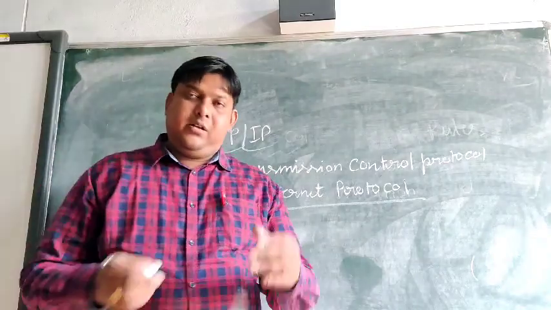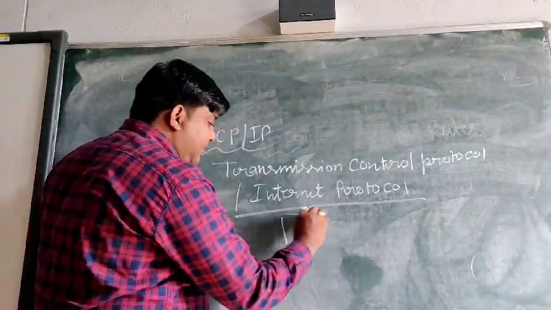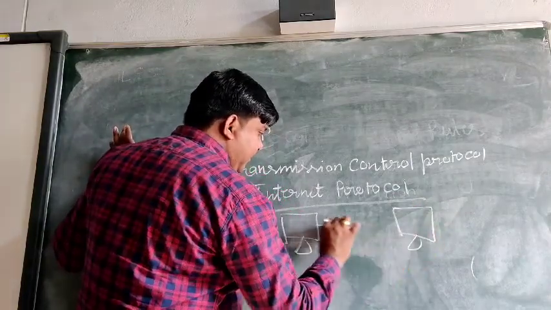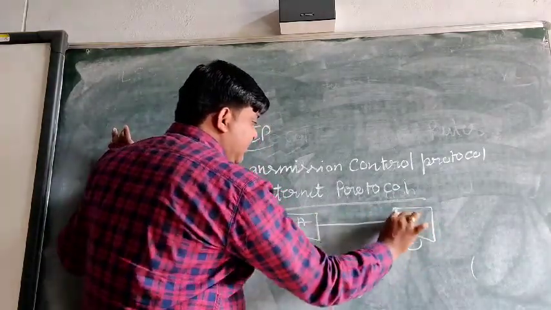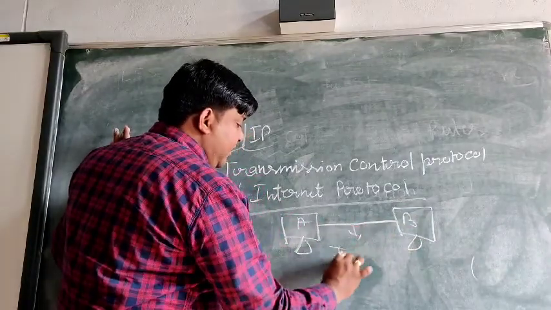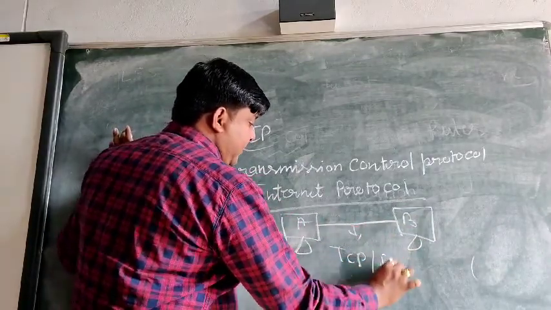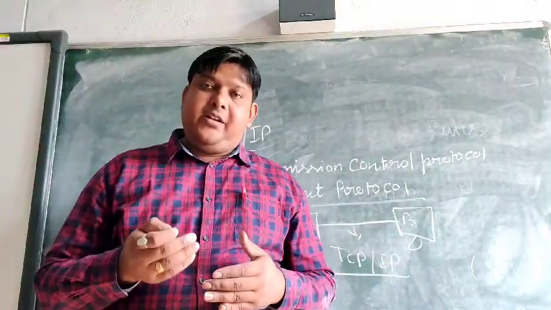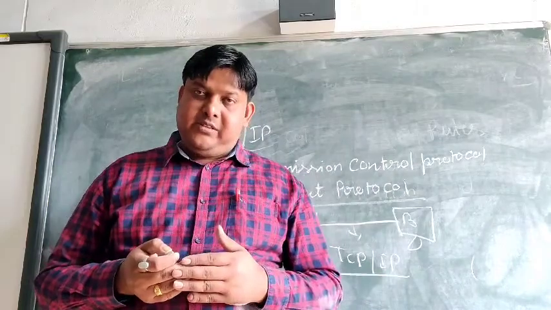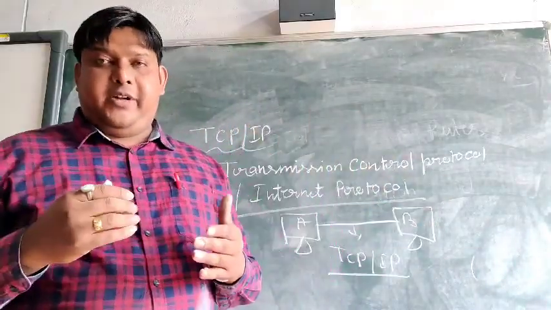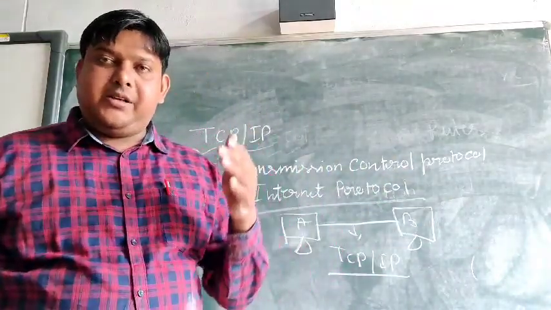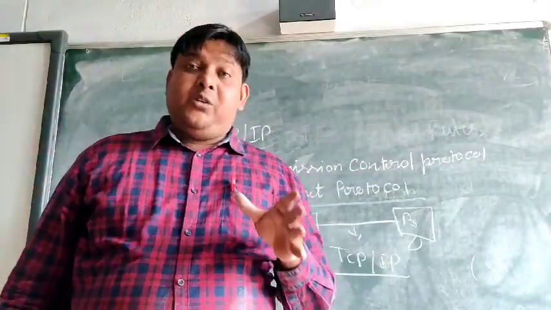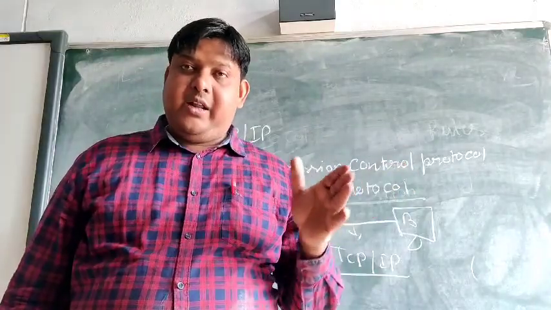Whenever computer A transfers data to computer B, the first protocol it follows is what? TCP/IP. Without TCP/IP, no computer can send data from one place to another place, either in a network or in a client server architecture. The TCP/IP protocols are used to send data from one place to another.